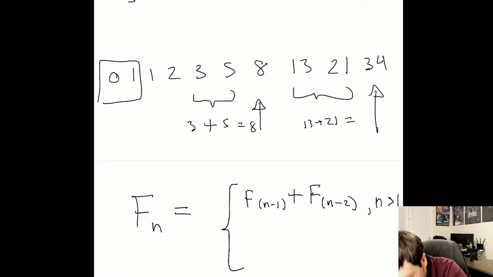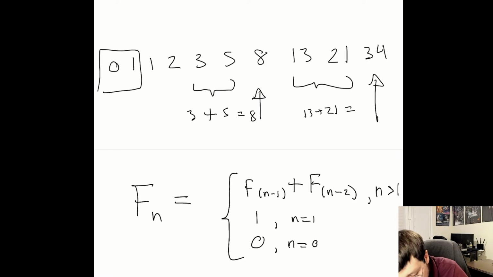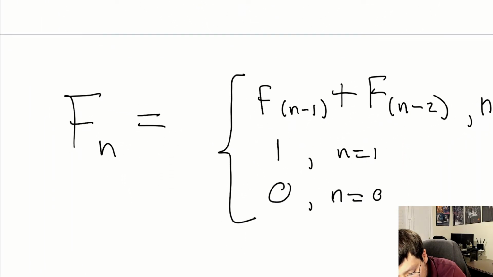However, you're only going to do this as long as you're looking at numbers bigger than 1. If you want to compute the second number, you look at the first number and the 0th number. But if you're trying to compute the first number, then you do a special case, which is the 2 first numbers that you have to give it. I'm going to say my first 2 numbers are 0 and 1. So I'm going to say 1 for when n is equal to 1, and 0 for when n is equal to 0. So this is the mathematical representation of the Fibonacci sequence.